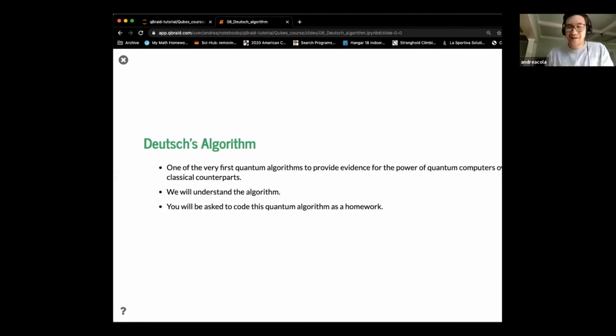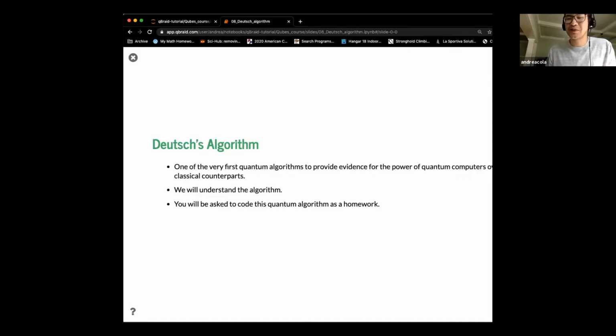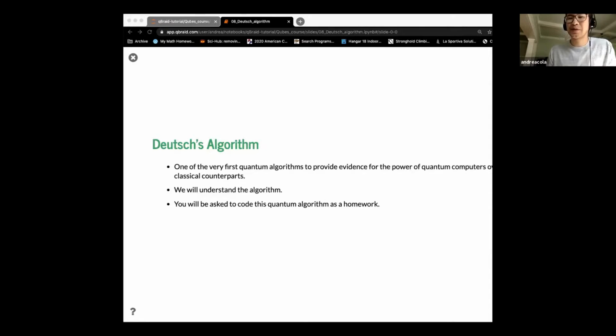So this is one of the first exciting applications of quantum computing, which demonstrates evidence of a computational advantage over classical algorithms.